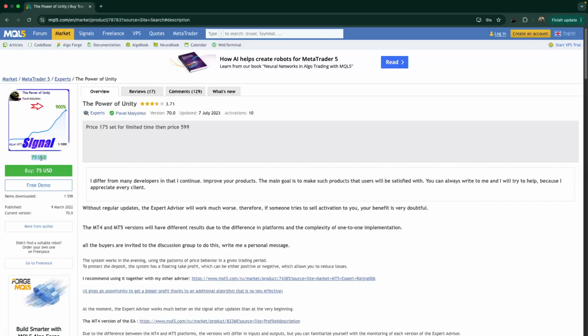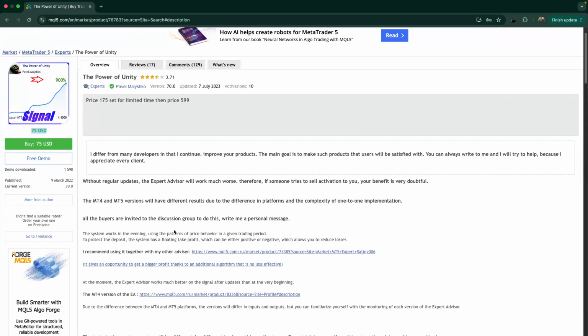This expert advisor goes for just 75 US dollars and it has a MetaTrader 4 version here, but there are some slight differences between the two. For this video we will be focusing on the MetaTrader 5 version to explain how it works, the core and the strategy of the Power of Unity.